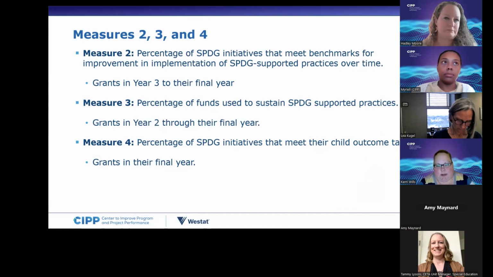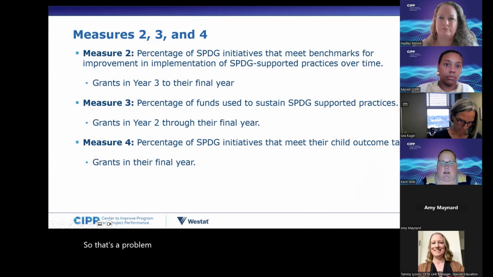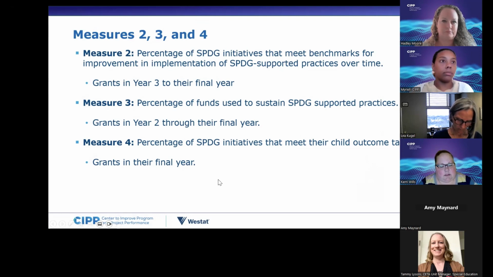And measure 3 gets at the percentage of funds used to sustain SPDG supported practices. So this includes grants in year 2 through their final year. And then the last measure, which is the newest measure, is measure 4, and that looks at the percentage of SPDG initiatives that meet their child outcome targets. And for this particular measure, we only look at grants in their final year.